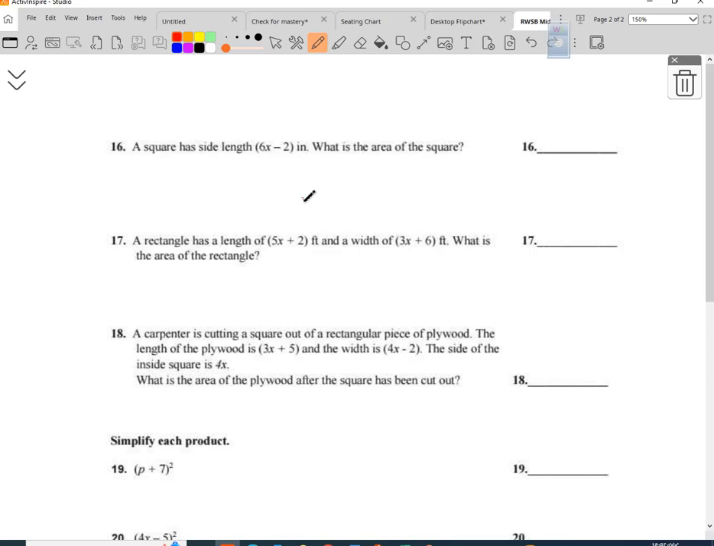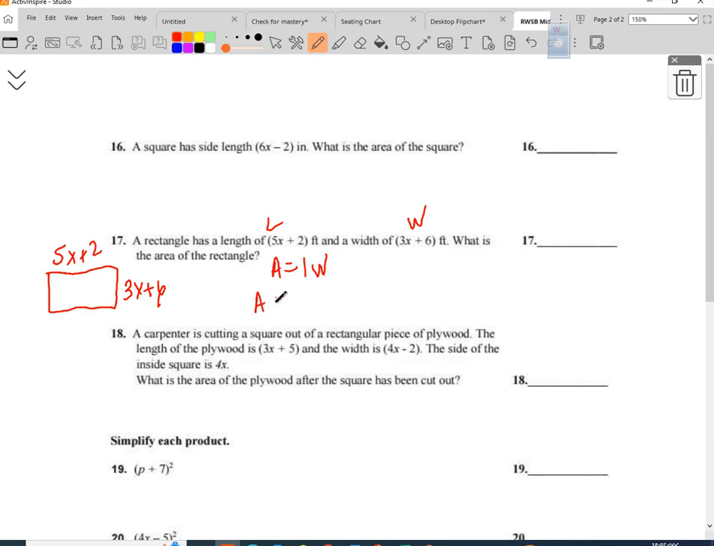A rectangle has a length of 5x plus 2 and a width of 3x plus 6. What is the area of the rectangle? So I want you to draw a picture. The length is 5x plus 2, and the width is 3x plus 6. We have to remember the area formula for a rectangle is length times width. So we just plug in for the L, plug in for the W.